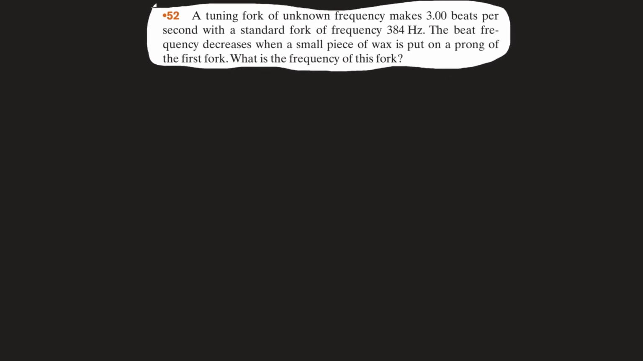We know that beat frequency is equal to the difference between the frequencies of two tuning forks. That is, beat frequency is equal to F2 minus F1, where F1 and F2 are the frequencies of the two tuning forks. So this beat frequency is given as 3 beats per second. We don't know which tuning fork has the higher frequency, but the difference must be equal to 3 beats per second. So it means that the mod of F2 minus F1 or F1 minus F2 is equal to 3.